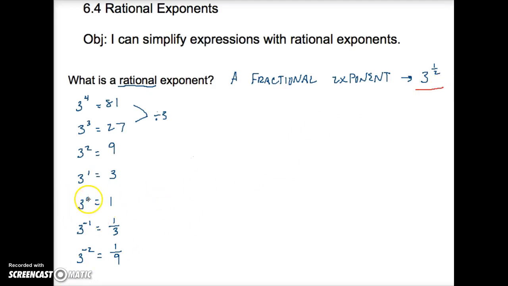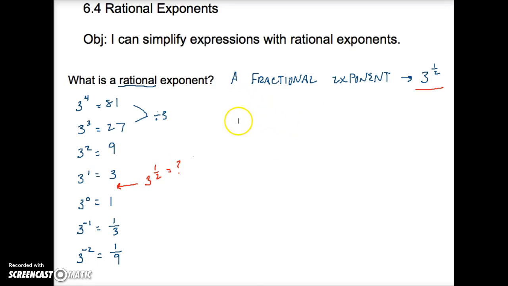But we want to talk about, what is the value of 3 to the 1/2 power? Well, it makes sense that since 1/2 is between 0 and 1, 3 to the 1/2 power should be somewhere between these two values, 1 and 3. But what is the value exactly?